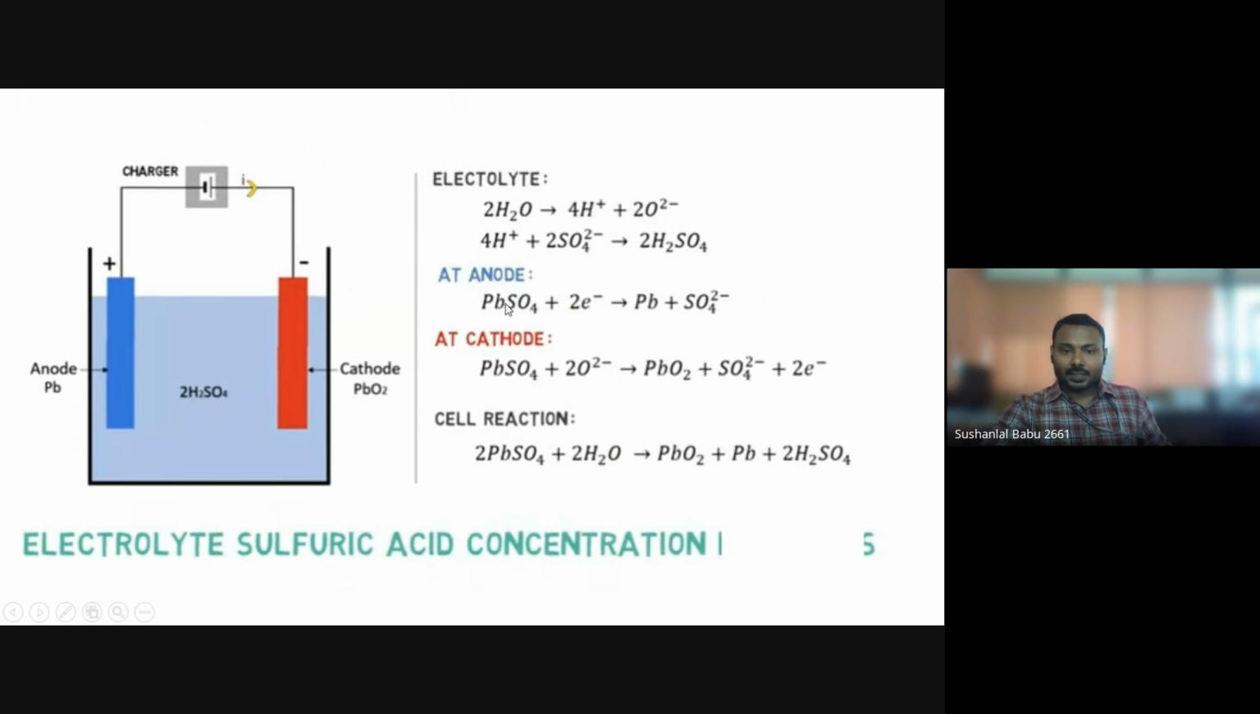So at the anode, what is happening? PbSO4 plus 2 electrons leads to Pb plus SO4 2-, and one SO4 2- will be released here, and another SO4 2- will be released over the cathode also. In the cathode, what is happening? PbSO4 plus 2O2- tends to PbO2 plus SO4 2- plus 2 electrons. So overall reaction will be 2PbSO4 plus 2H2O gives PbO2 plus Pb plus 2H2SO4.